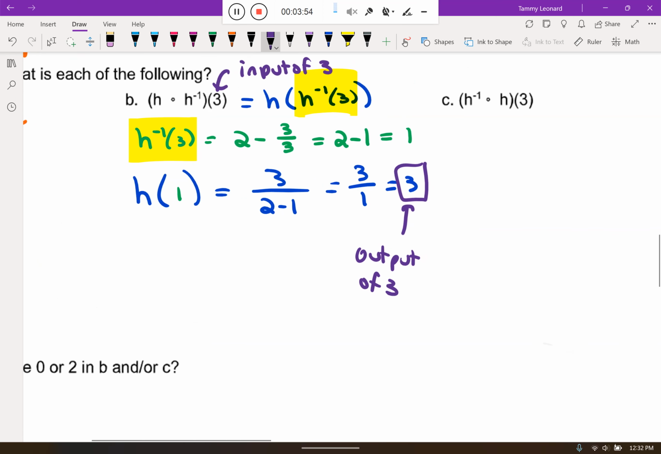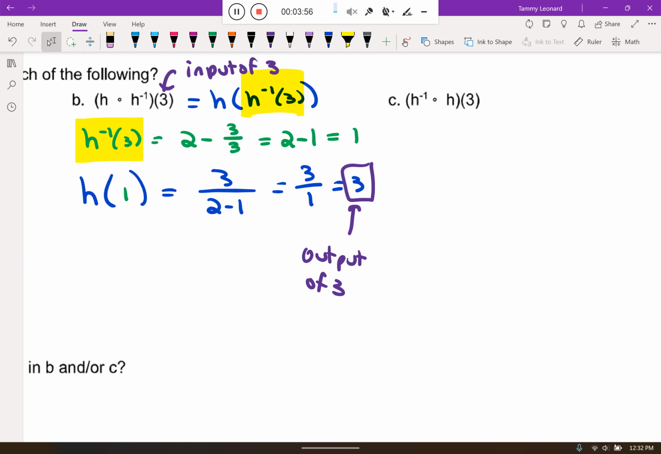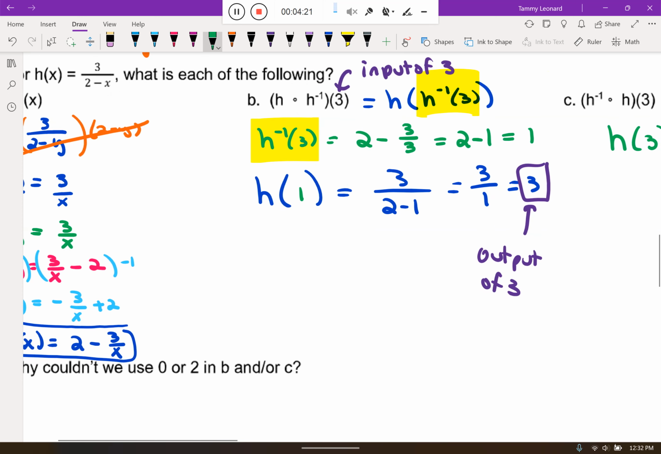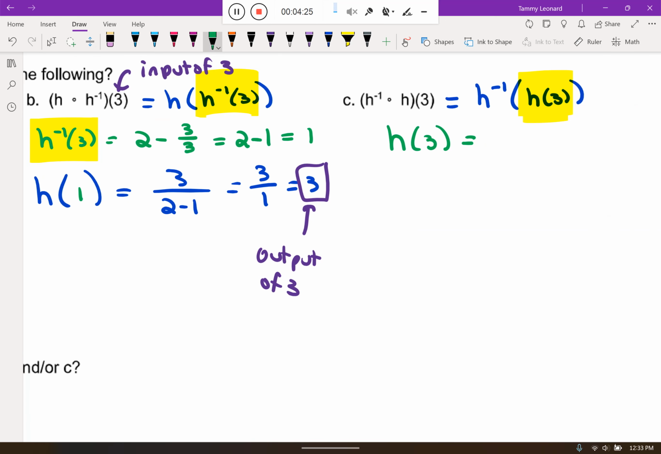Let's look at question C. Notice it's very, very similar. We're just being asked to do the composition in the opposite order. And we know that order matters with compositions. It's not commutative like multiplication. So this is h inverse of h of 3. So in this case, I'm going to start inside with h of 3. So h of 3 says take 3 and put it in place of x. So that's going to be 3 over 2 minus 3.